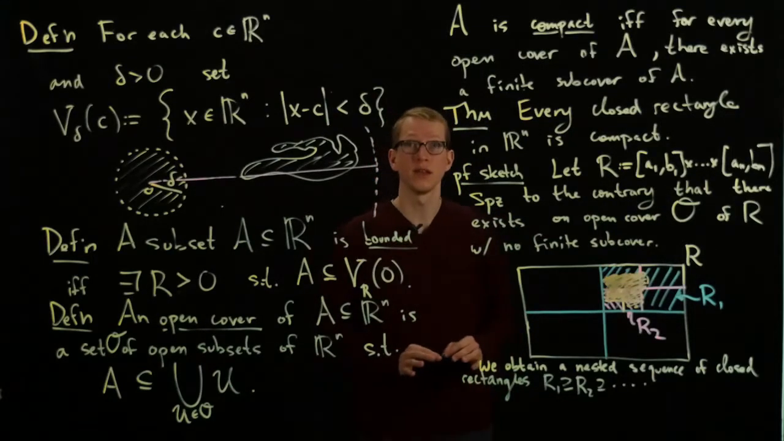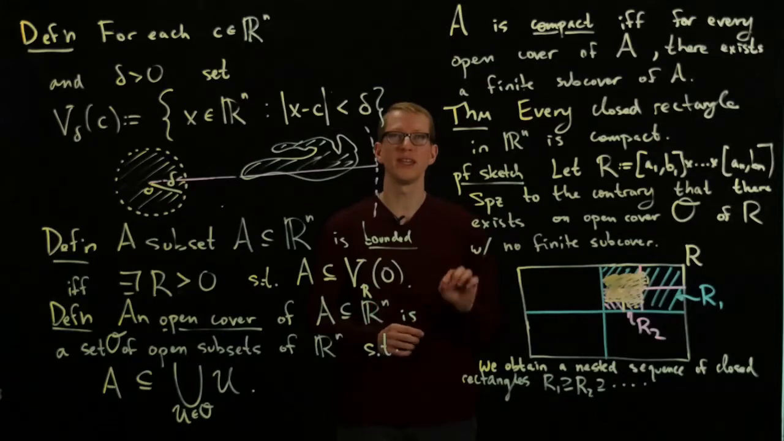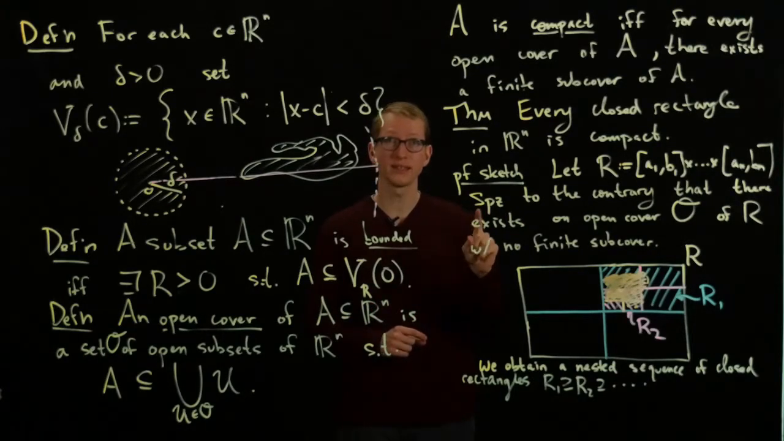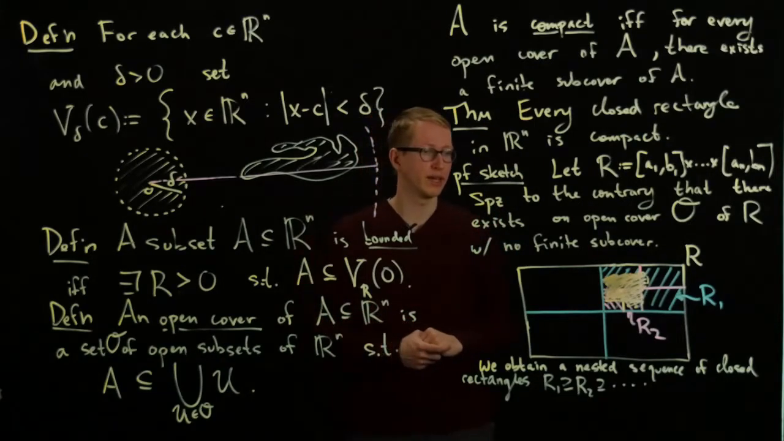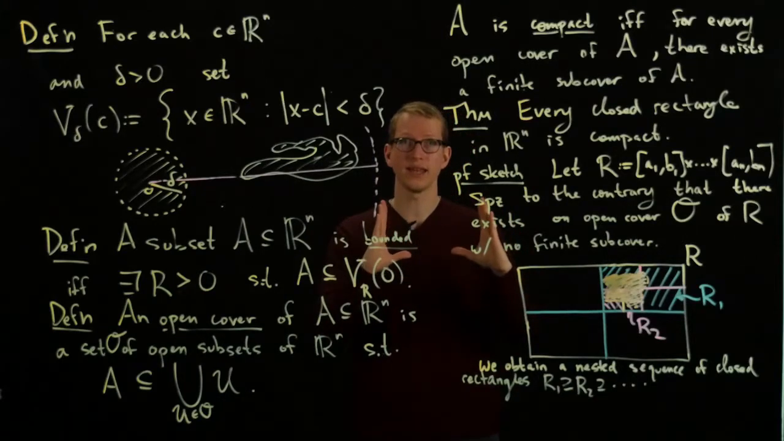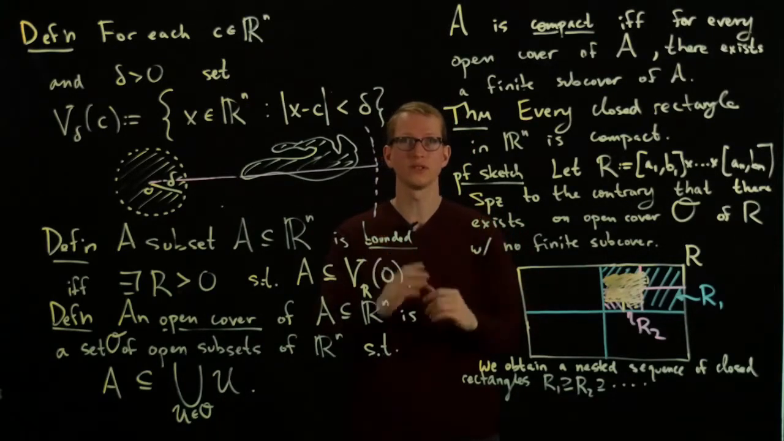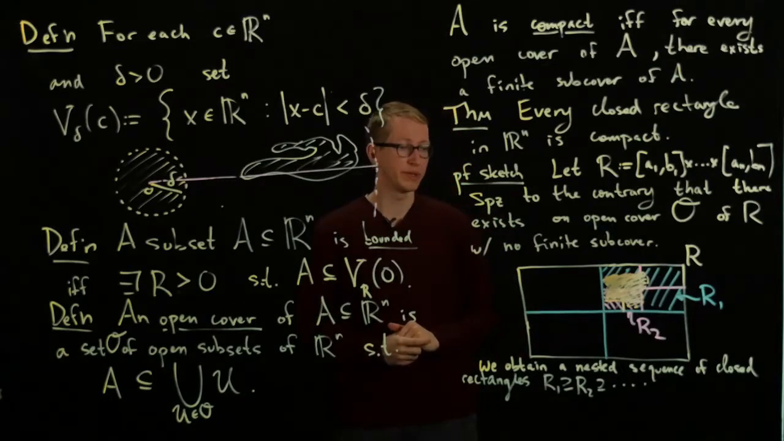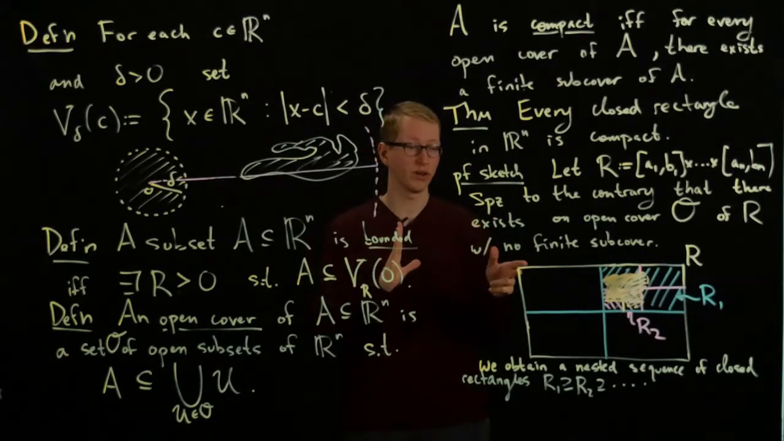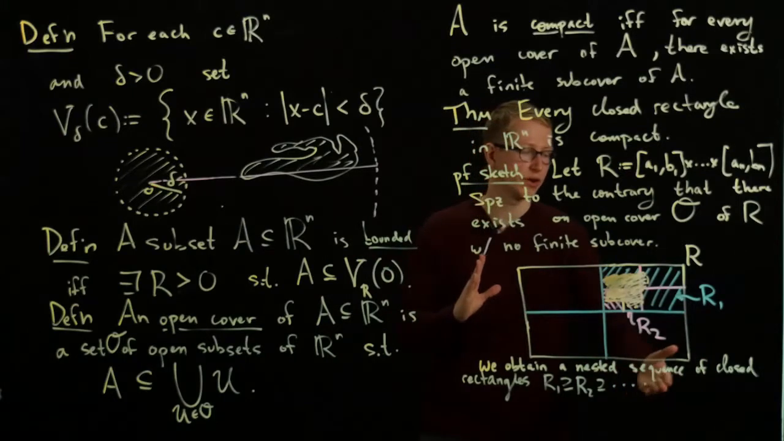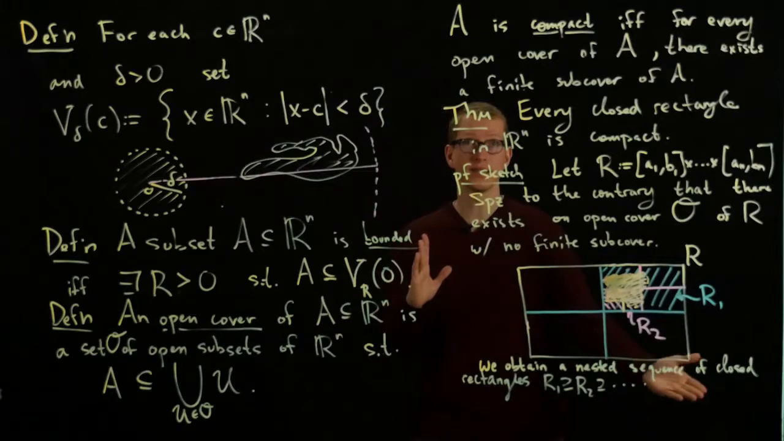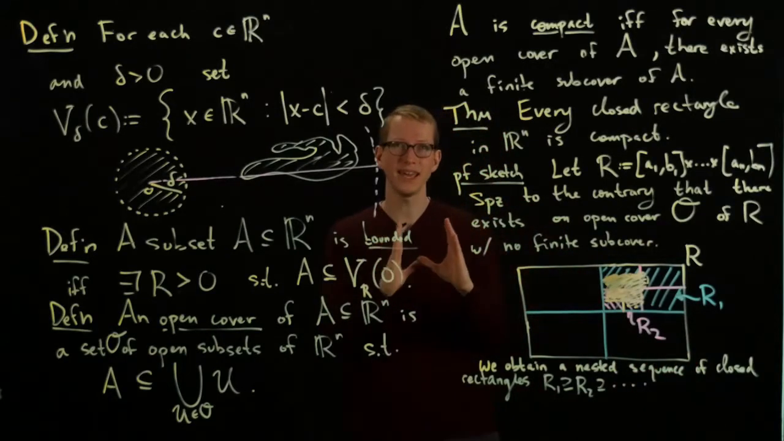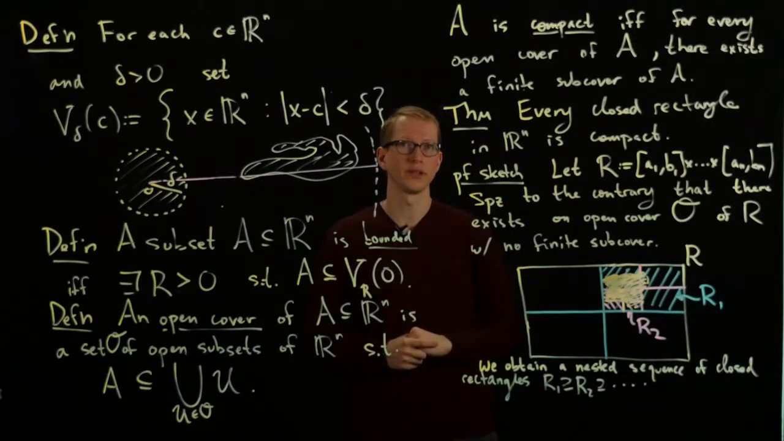And because of this, we know by the definition of what it means to be open that there exists an open rectangle that contains the point and is contained in that open set. That's what it means for sets to be open. And as a result, this rectangle has to have some length in each of its directions. And because the lengths of all of the R_k are getting smaller and smaller, eventually these rectangles in this infinite sequence will be contained in that rectangle that I have around the point C.